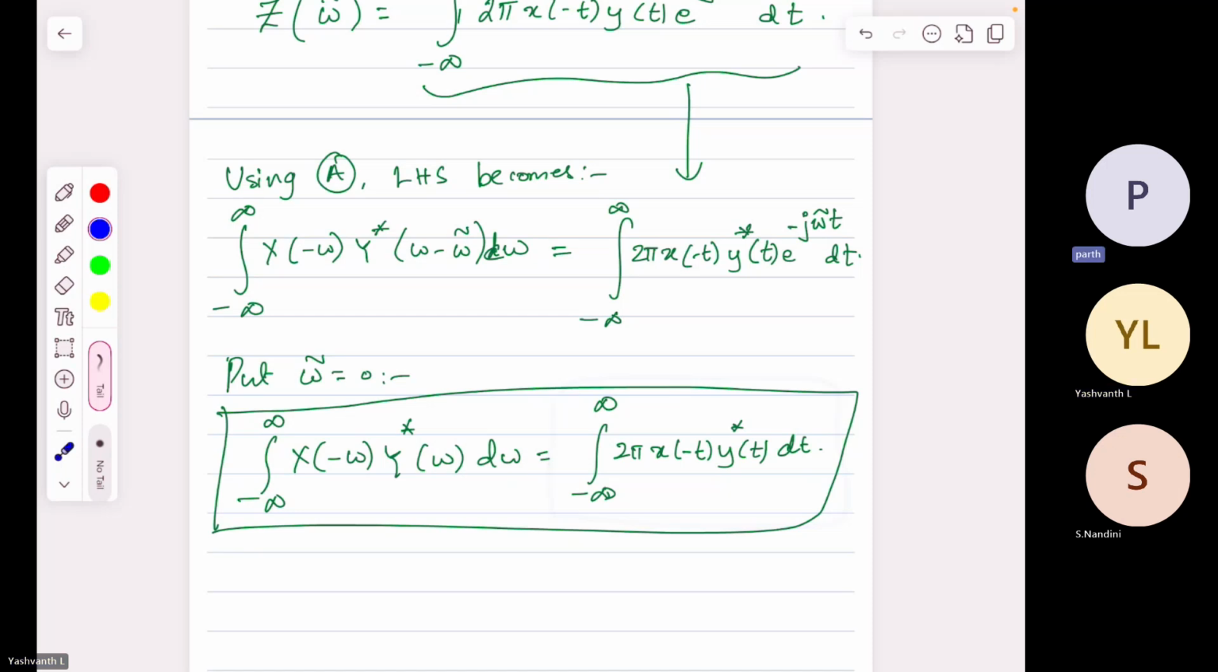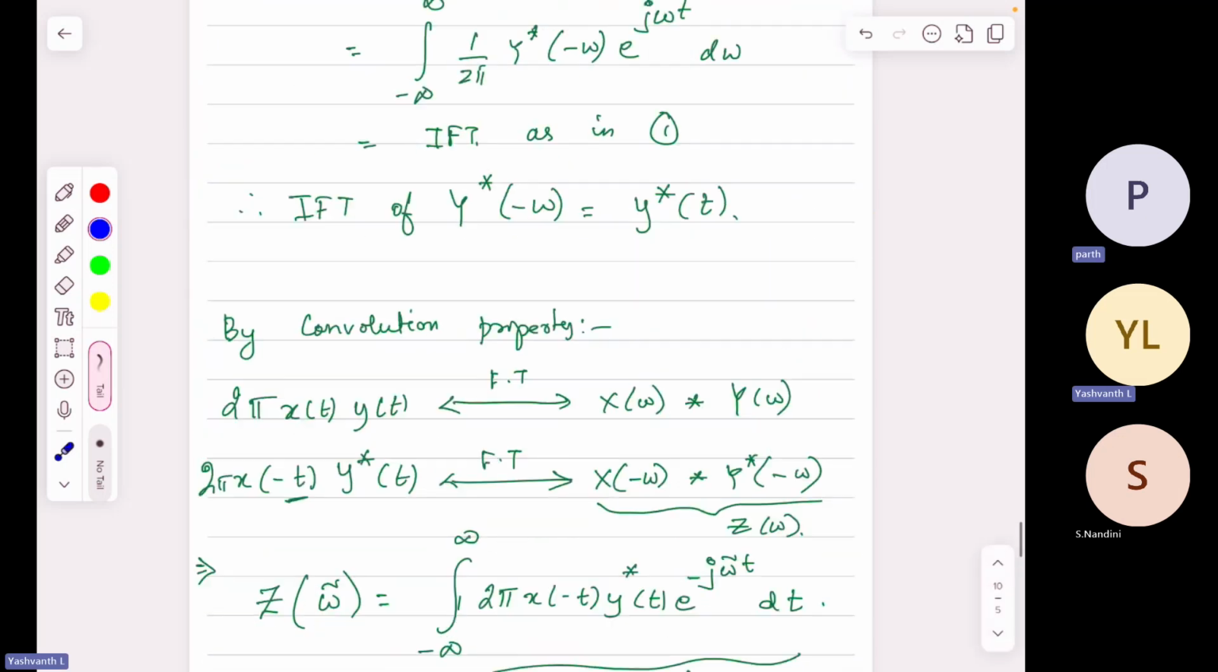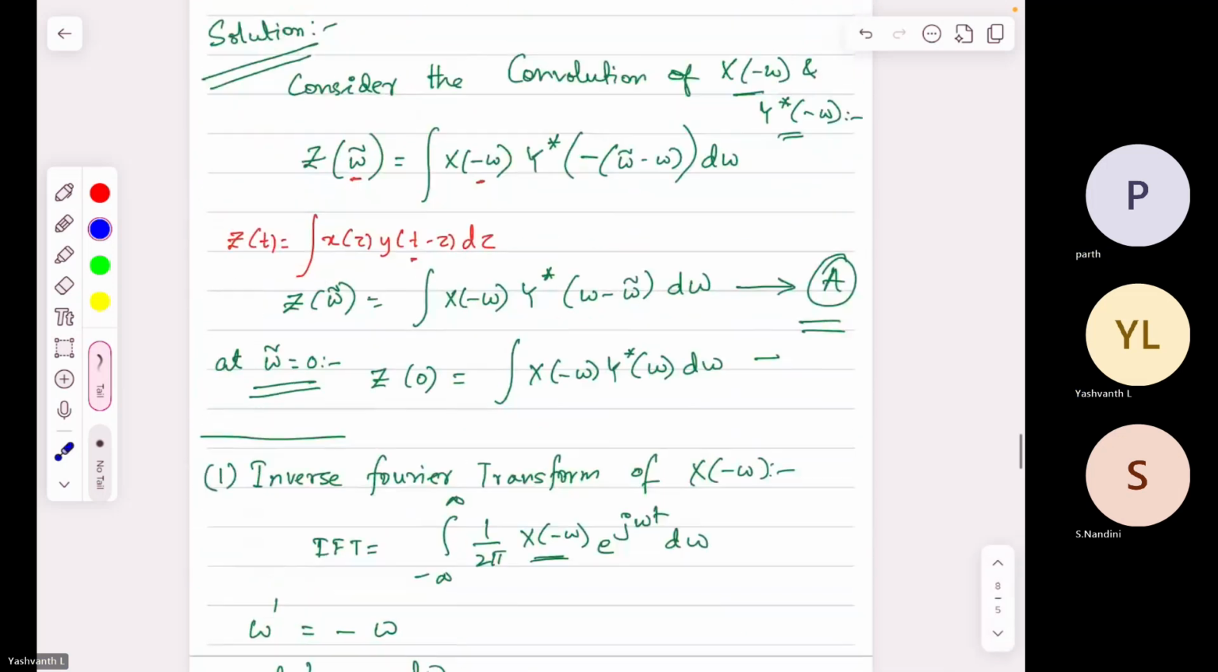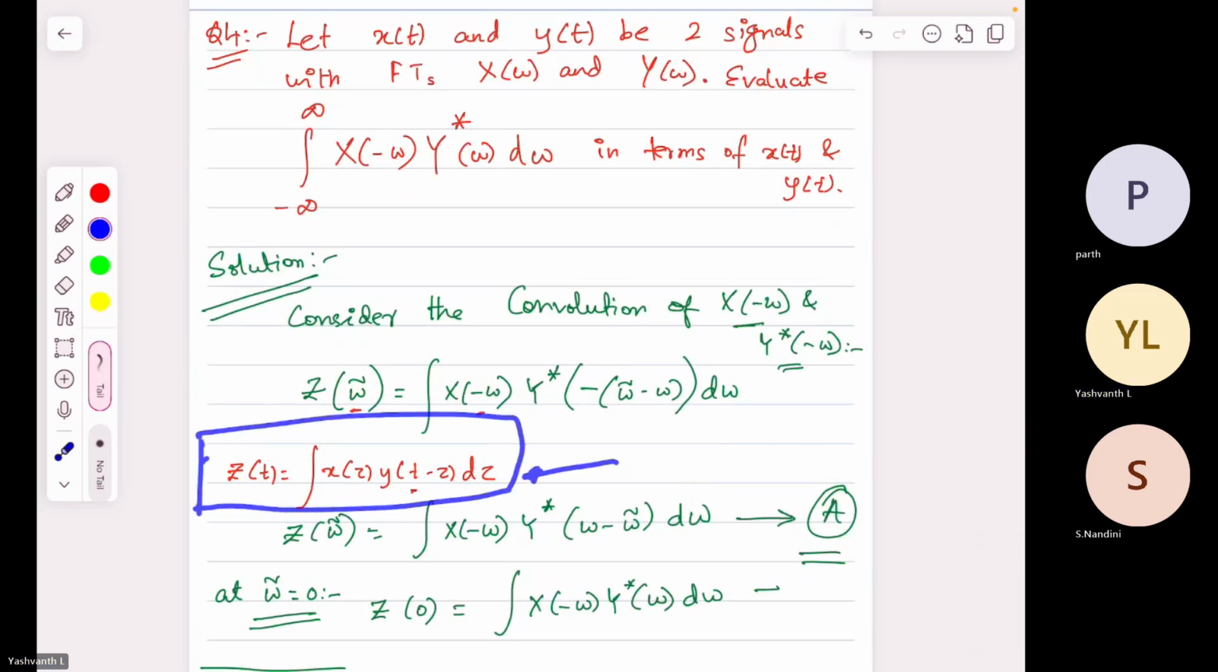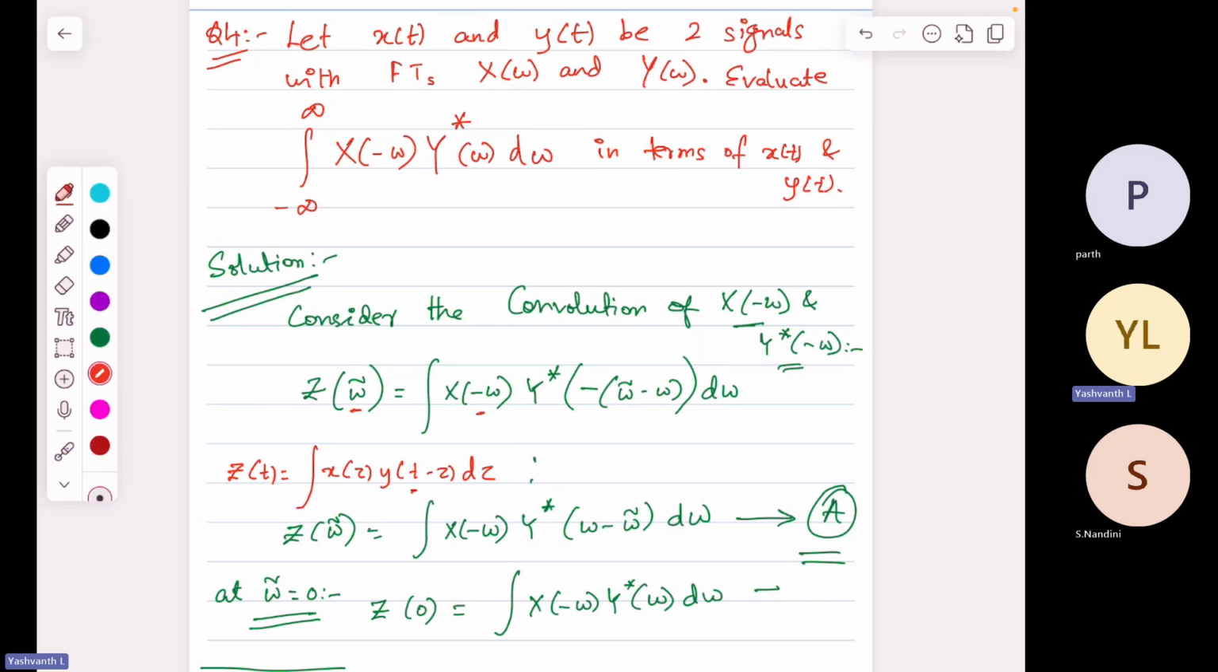Sir, is there a different way to redefine convolution? Which way? So this is what we had, right? This is our general convolution formula, which we did in the time domain. But this holds for any domain. Similarly, you can define convolution in the frequency domain also as Z of omega as the integral of X of omega dash into Y of omega minus omega dash d omega dash. You can define it like this also.